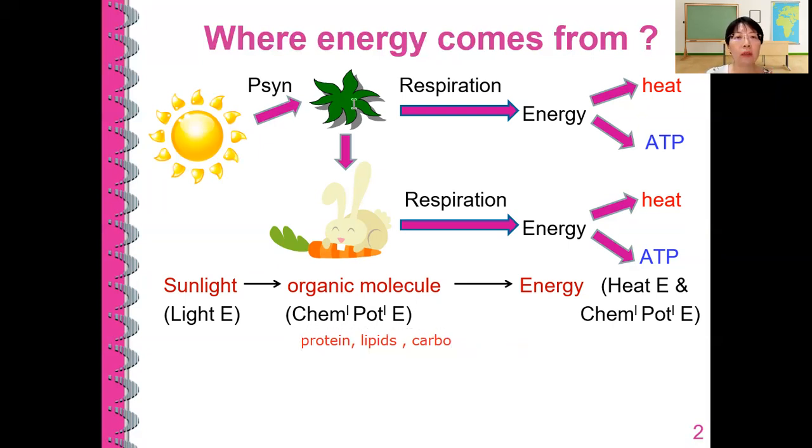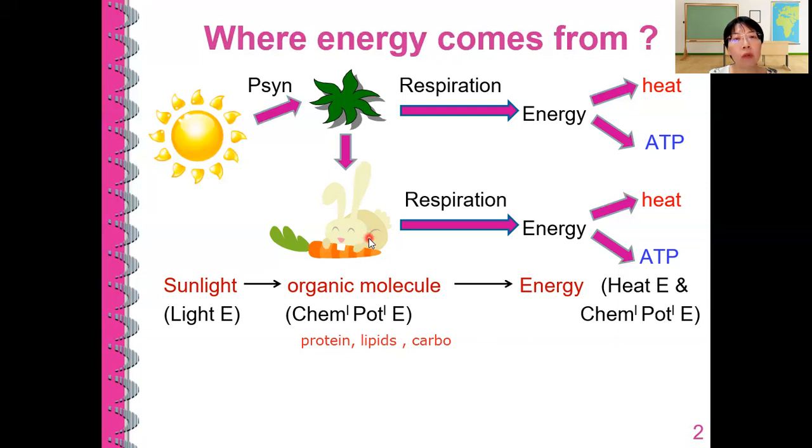So the light energy has been harnessed by the plant, and then it's used to make organic molecules. So light energy is converted to chemical energy. Over here, I put it as chemical potential energy, okay? Chemical potential energy, because the energy inside this molecule can be further tapped for the cell to use.